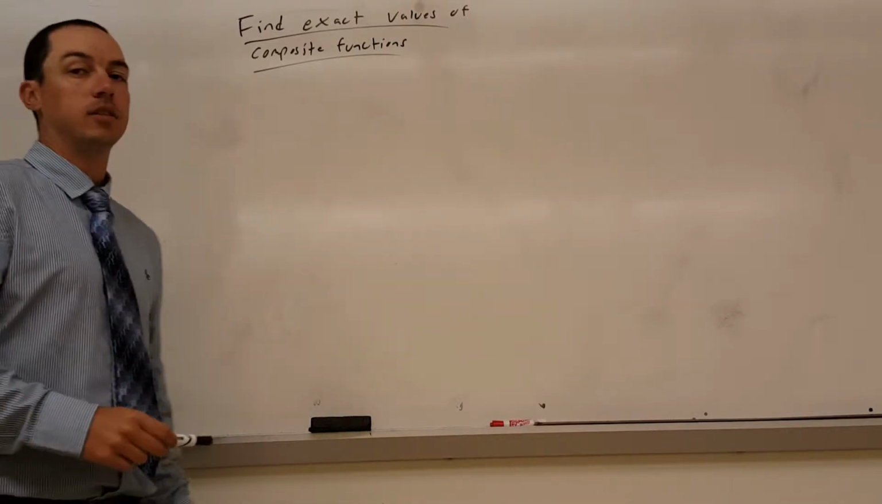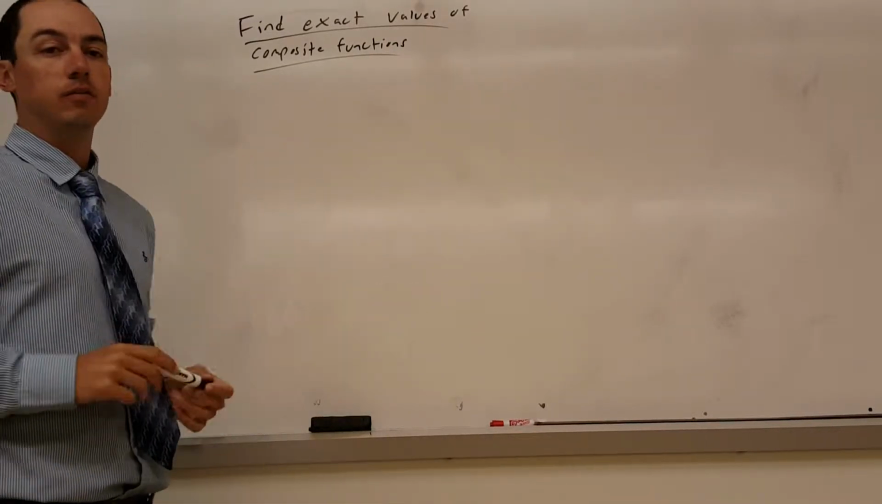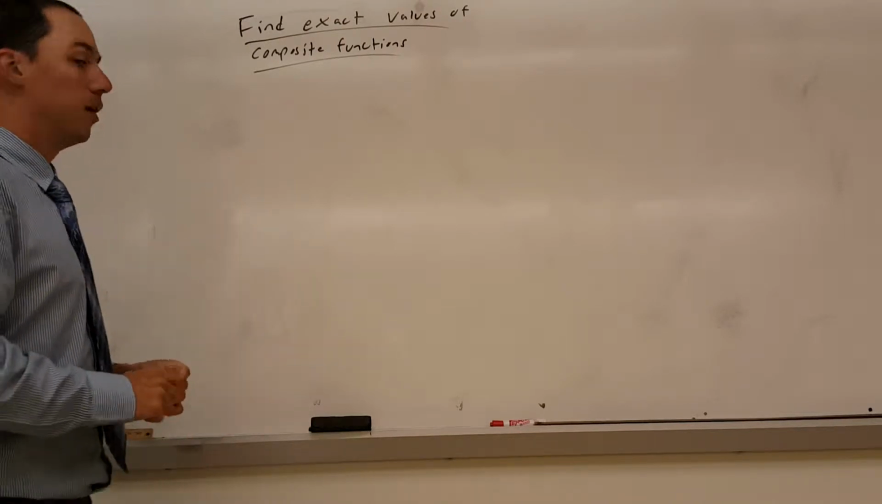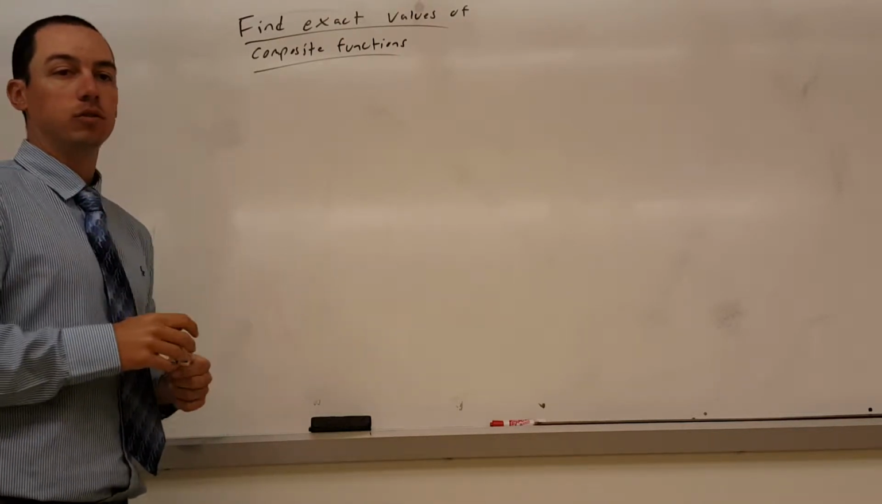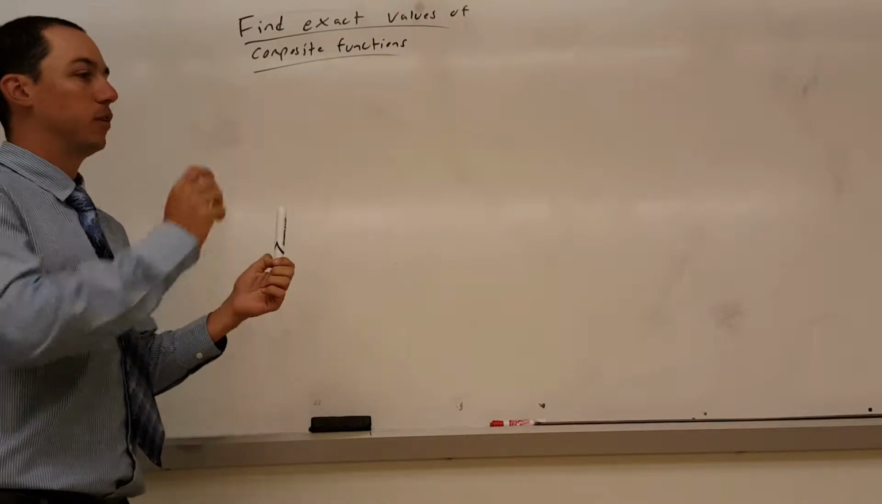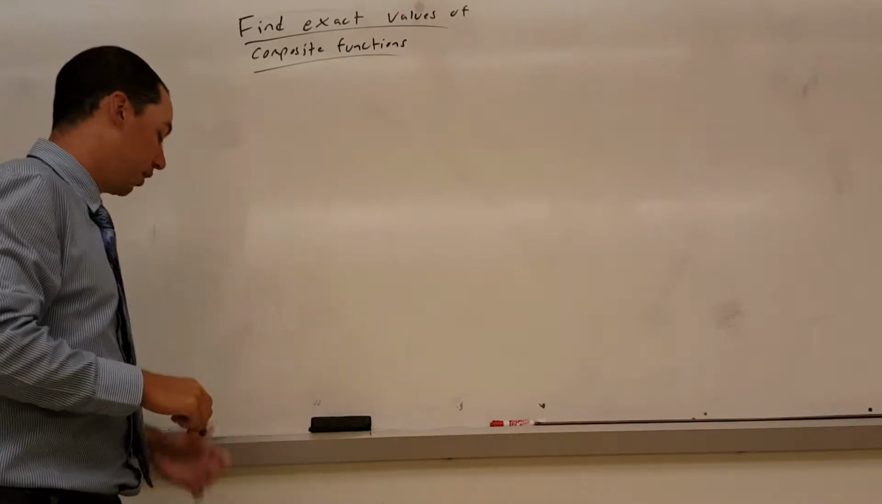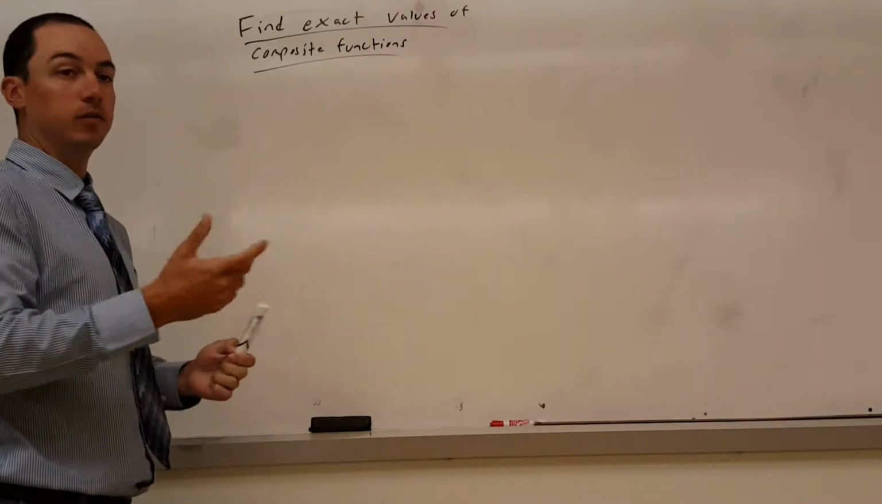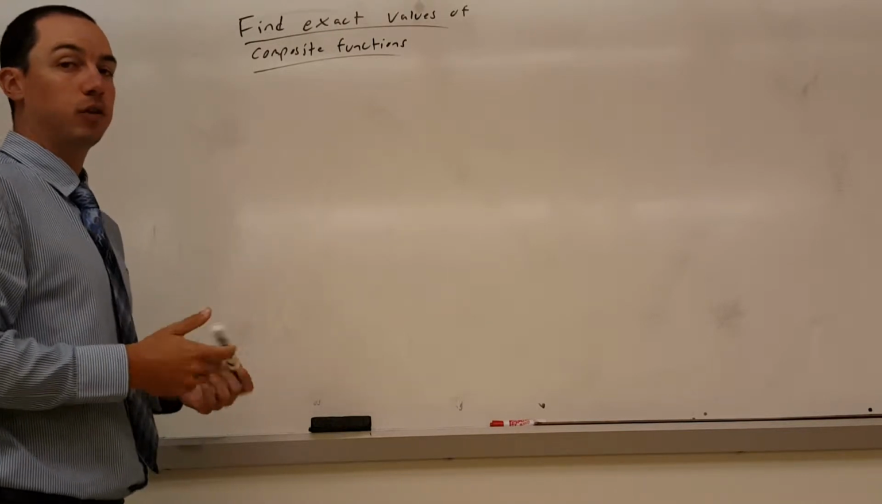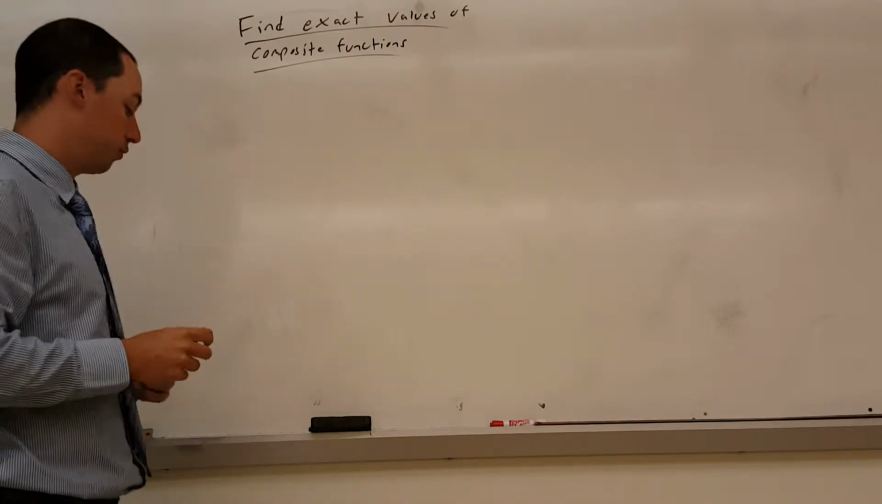Alright, this is our next lesson on finding composite functions with inverse trig functions. Composite means more than one or two. So when we're doing a composite function, it means we're really doing two functions at one time. We'll be doing an inverse trig function with the original trig function.